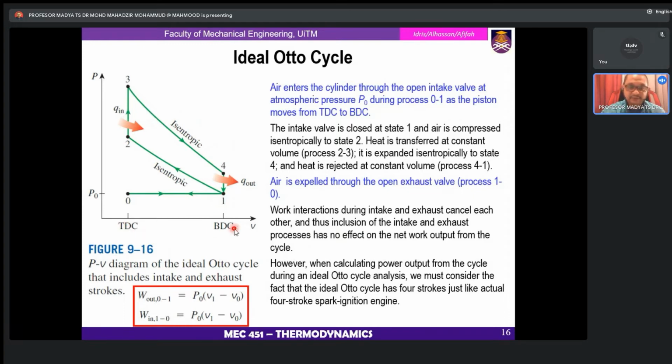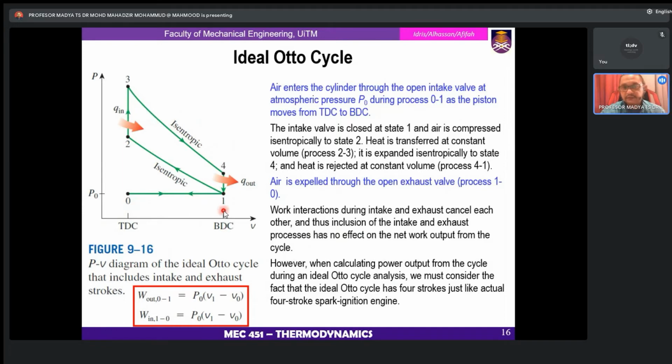So, TDC to BDC. How do I know TDC is here and BDC is here? This is the volume, or specific volume. At TDC, the piston has moved upwards, so the volume is small. Then when the piston moves downward to BDC, the volume is large. This is bottom dead center. That's how you know where to put TDC and BDC.